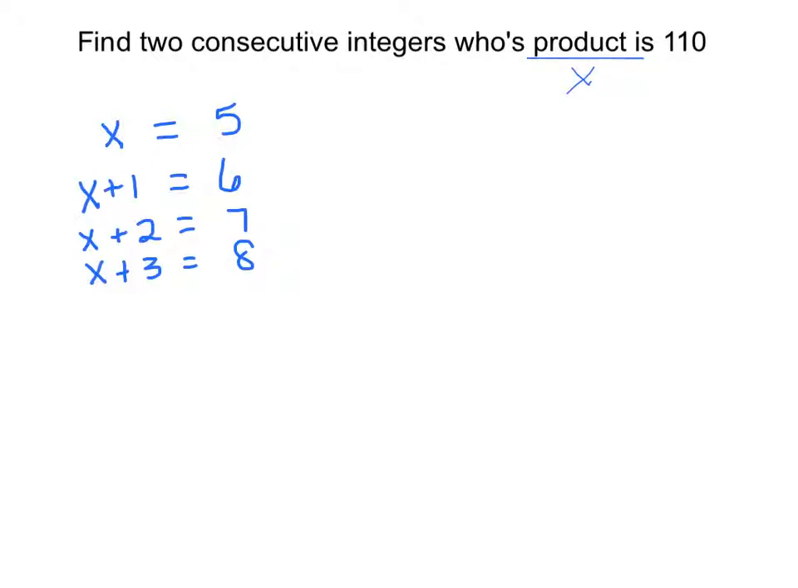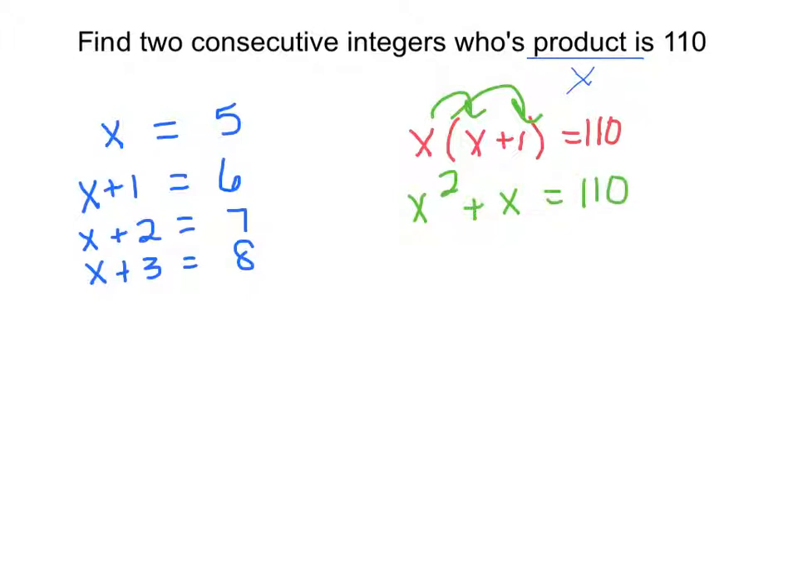So find two consecutive integers whose product is 110. If the first integer is x, the next integer is x plus 1, and I multiply those together. So let's go ahead and solve this quadratic. I'm going to distribute, so I get x squared plus x equals 110.